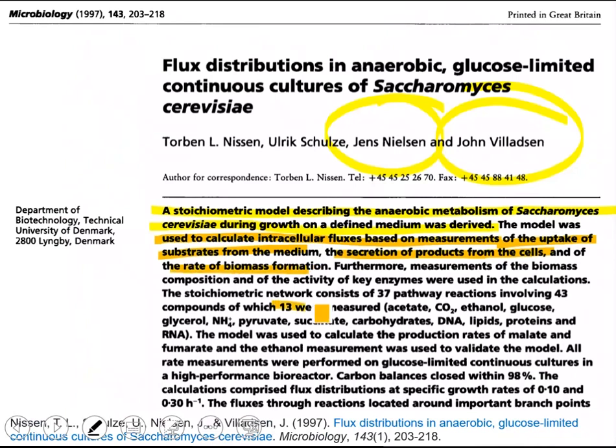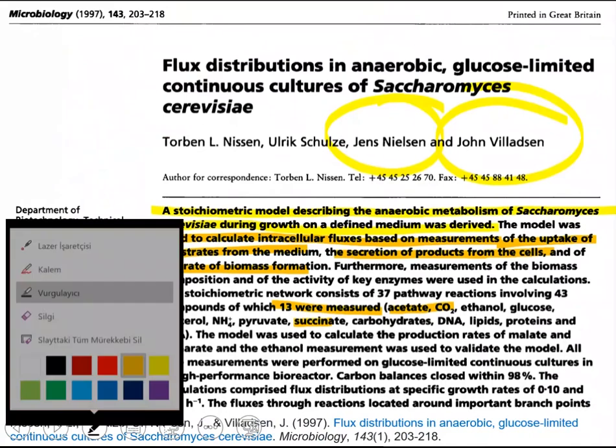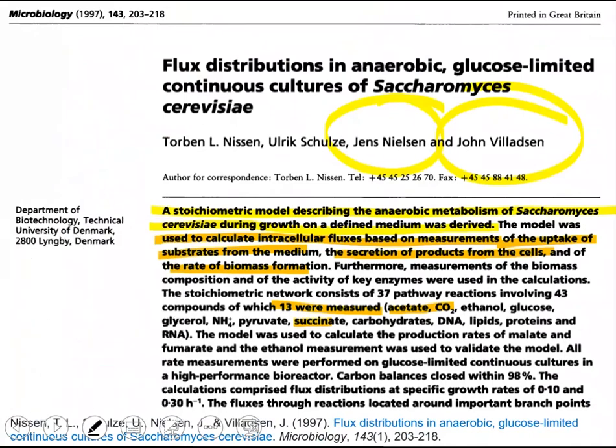They measured 13 rates: acetate production rate, carbon dioxide production rate, succinate production rate, etc., etc. And this is the size of their metabolic network, which includes 37 reactions and 43 metabolites. So they use this metabolic network system to predict rates.